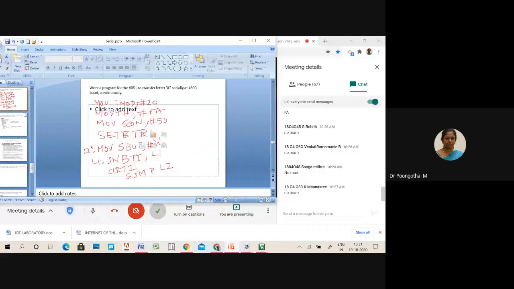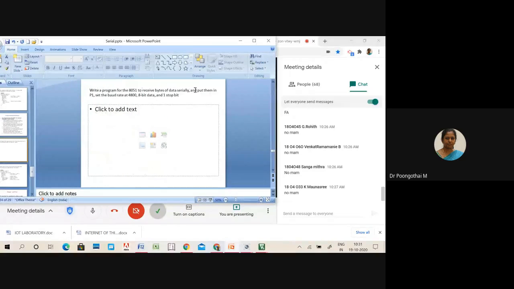So first homework problem, you have to convert this program into embedded C. Second one, write assembly code for this particular application: receive bytes of data serially and put them in P1. Set the baud rate at 4800. Please note it down. Tomorrow I am going to ask questions related to that. Based on that only, I will mark attendance.